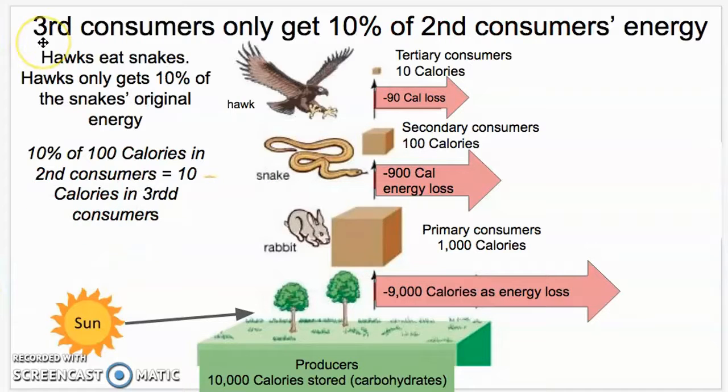So by the time we get up to the tertiary consumers, the hawks, they're only going to get 10% of the secondary consumer's energy. So hawks are going to eat the snakes, but hawks only get 10% of the snake's original energy. 10% of 100 calories in secondary consumers is 10 calories in the tertiary consumers. So if we look up here at the hawks, we only have 10 calories.